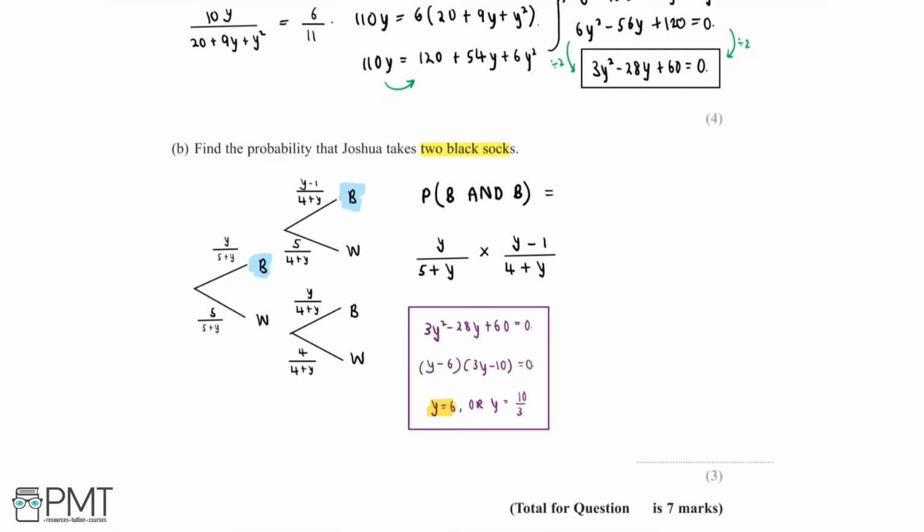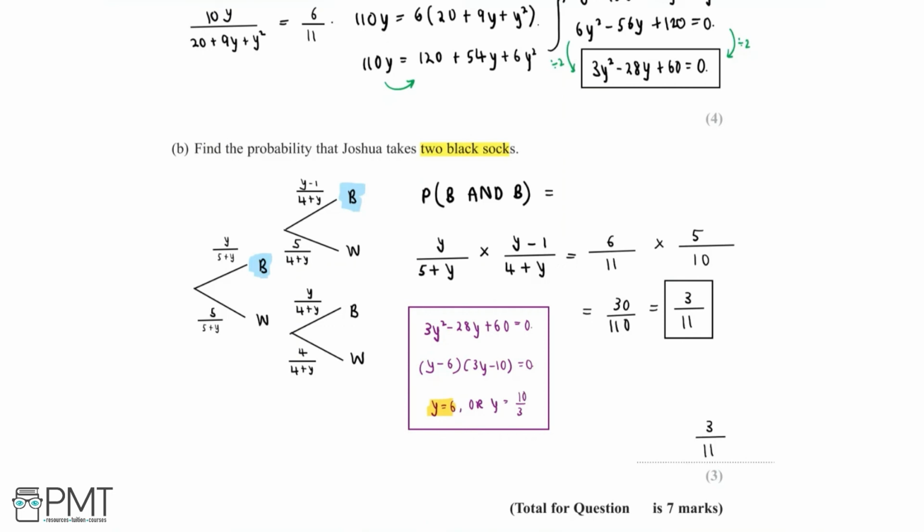Now that we've found that y is equal to 6, we can simplify the equation for the probability of finding 2 black socks. So y over 5 plus y would be equal to 6 over 5 plus 6, and 5 plus 6 is equal to 11, multiplied by y minus 1, which is equal to 5, over 4 plus 6, which is equal to 10. And so 6 over 11 multiplied by 5 over 10 will get 30 over 110, which we can simplify into 3 out of 11. And so we've found that the probability that Joshua takes 2 black socks is equal to 3 out of 11, which we can write down in our answer box below.